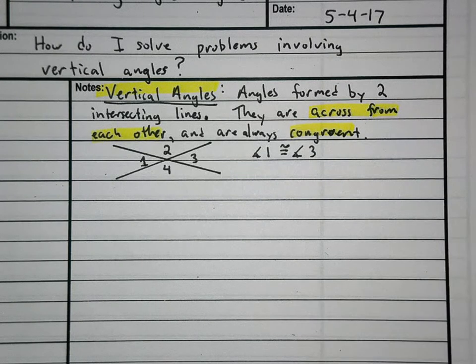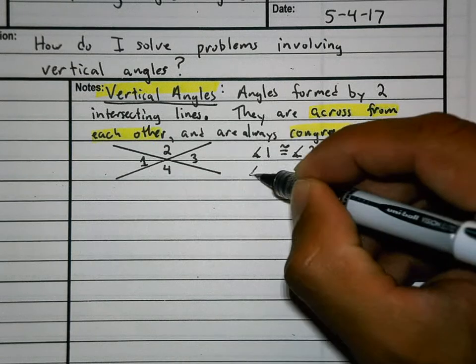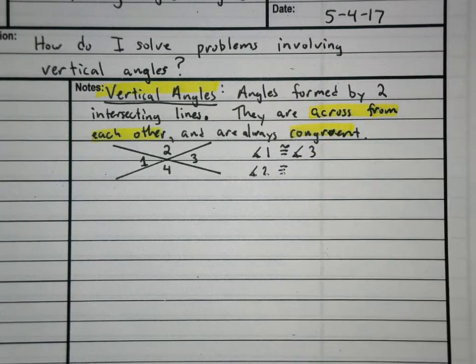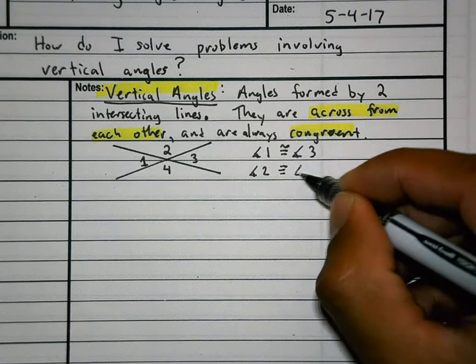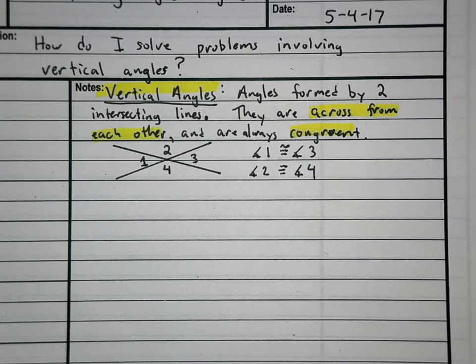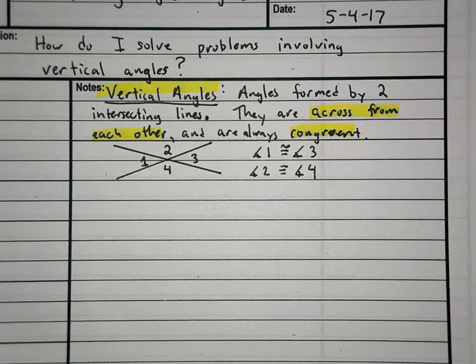That's not the only pair of vertical angles. There's another pair of vertical angles here. Angle 2 is congruent to angle 4. These are vertical angles. And today, you're going to have a bunch of problems that are going to see if you understand that these are congruent to each other. You're going to have to solve for some variables using this fact.